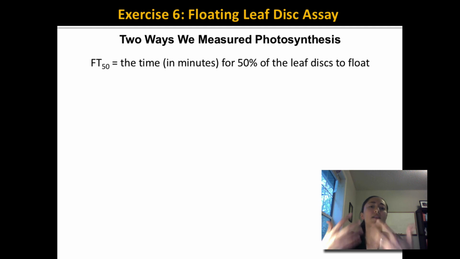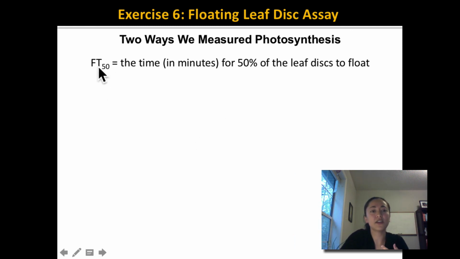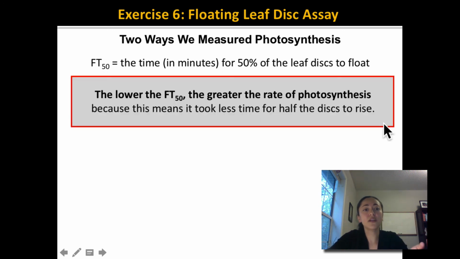So this was the amount of time in minutes that it took for 50% of the leaf disks to float. So half of the discs, and that's why it has the 50 here. It just means 50% of the discs, how long did it take for them to rise? So one thing that you want to note is that the lower the FT50 is, so the less time it takes for the disc to rise, well, that means the greater the rate of photosynthesis.